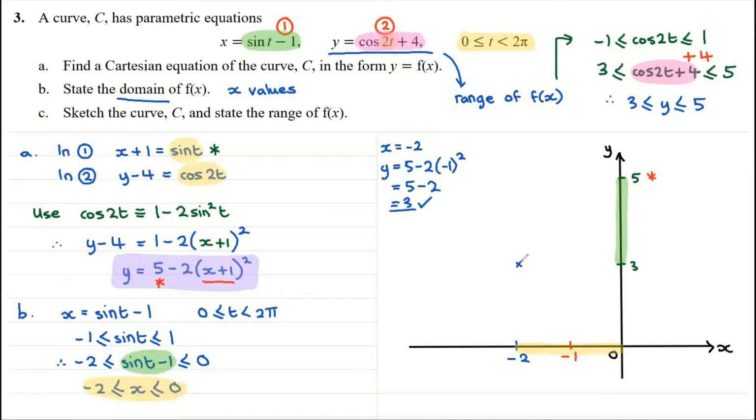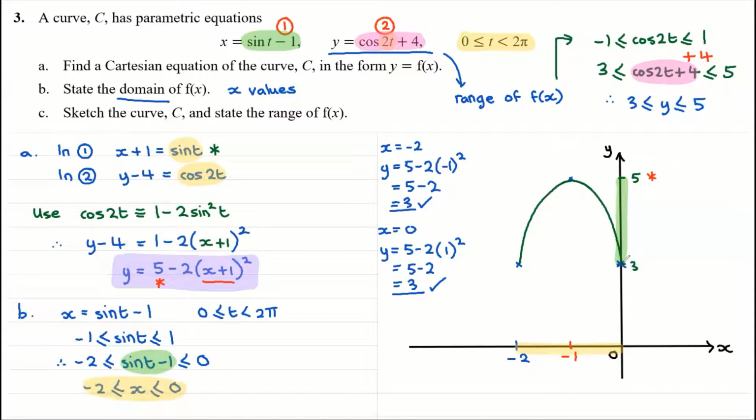If I put in 0, we should get the same value. So y would be equal to 5 subtract 2 lots of 0 plus 1, which is 1, all squared, which equals 5 subtract 2, which again is 3. Great. So we now know that we have a point there. We can quite happily put the maximum at -1, 5, and our parabola is going to, I'll make that a different color, pass up to there and back down like that.